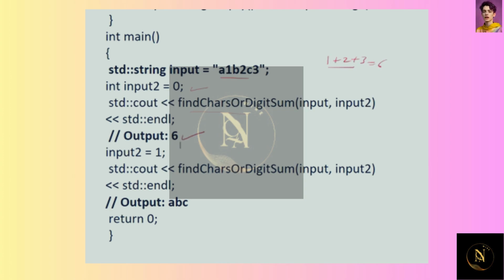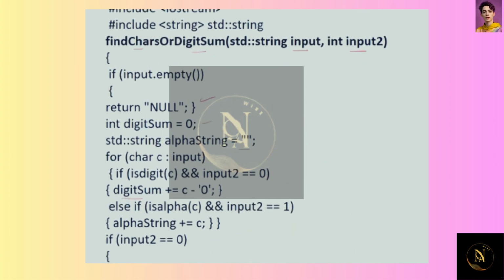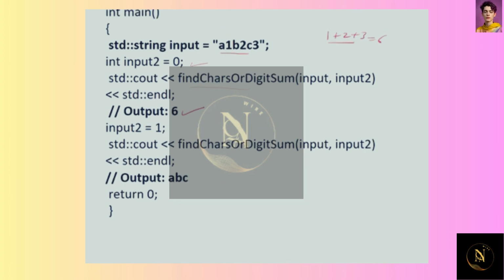How? Because it will call the function findCharsOrDigitSum. It will pass the string here and the input variable 0 here. Now our input variable is 0, so this case will be executed. Here the digit sum will be calculated, and in our case the sum will be 6. So this case will execute with input 2 equal to 0.